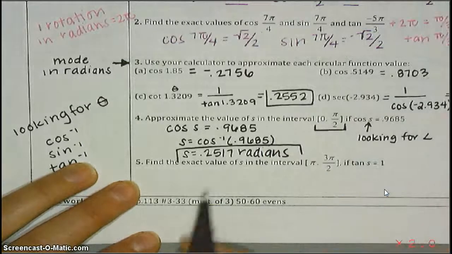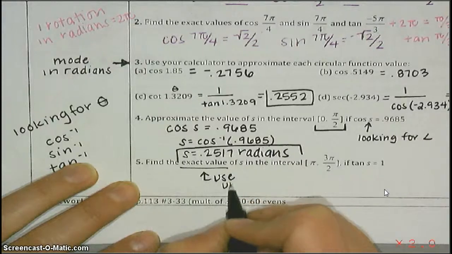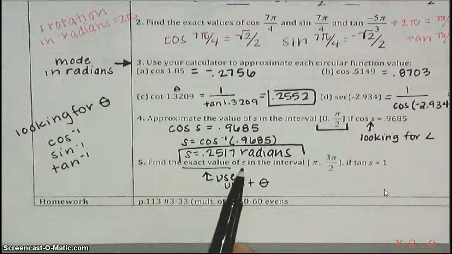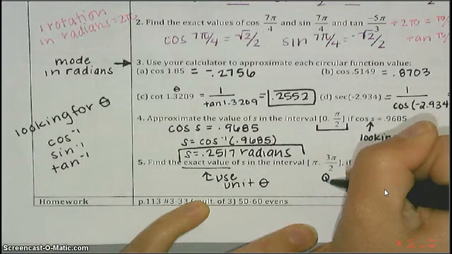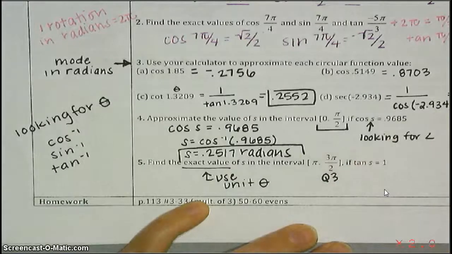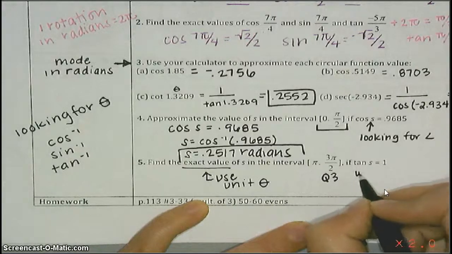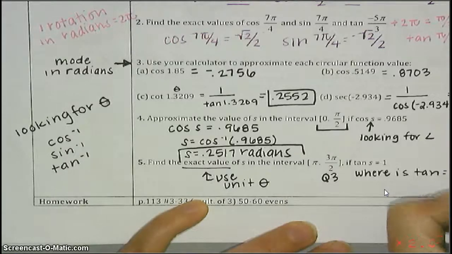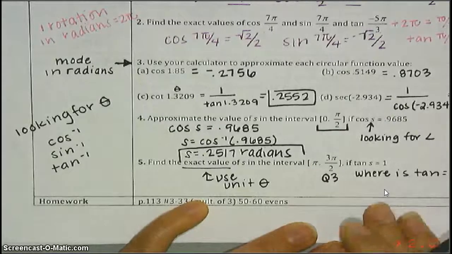Here is the case where when it asks for exact value, that should tell you to use your unit circle. Here we're looking for the exact value of s from the interval pi to 3 pi over 2. So this means that we are going to be in quadrant 3. If tangent of the angle is s, what this is saying in normal people language is, tell me where tangent is equal to 1 on the unit circle, specifically in quadrant 3.